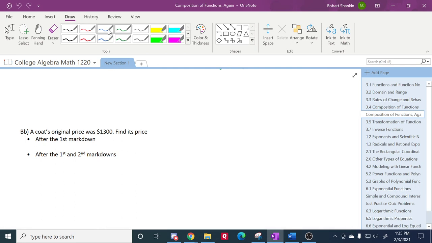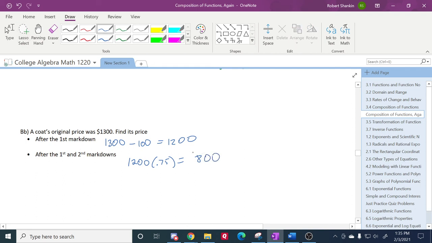Okay, so this time I'm going to write down the answers. I'm going to kind of show the process. 1,300 minus 100 is 1,200. And then we take the 1,200 as our input, multiply that by 0.75, so 3/4 of that I think is going to be 800. Did I do that right? Everybody agree with that?